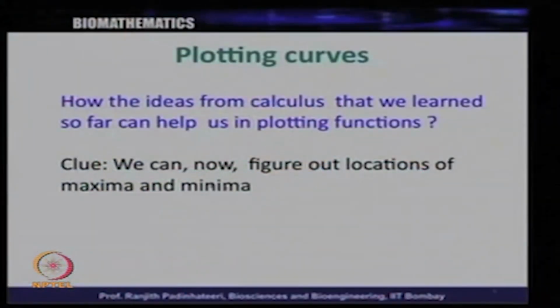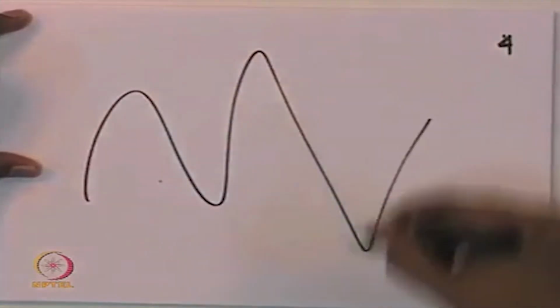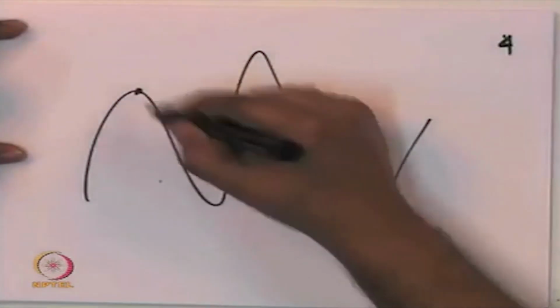The ideas we learned in the last few lectures, for example, we learned about maxima and minima. So, the clue which I wrote here is that we can now figure out the locations of maxima and minima of any function. We can know where a function has maxima and minima. So, what does it mean to say a function has maxima and minima? Let us think about it. Let us say you have a function, let us look at this plot. Let us say you have some function that looks like this. So, this is a maxima, this is a minima.